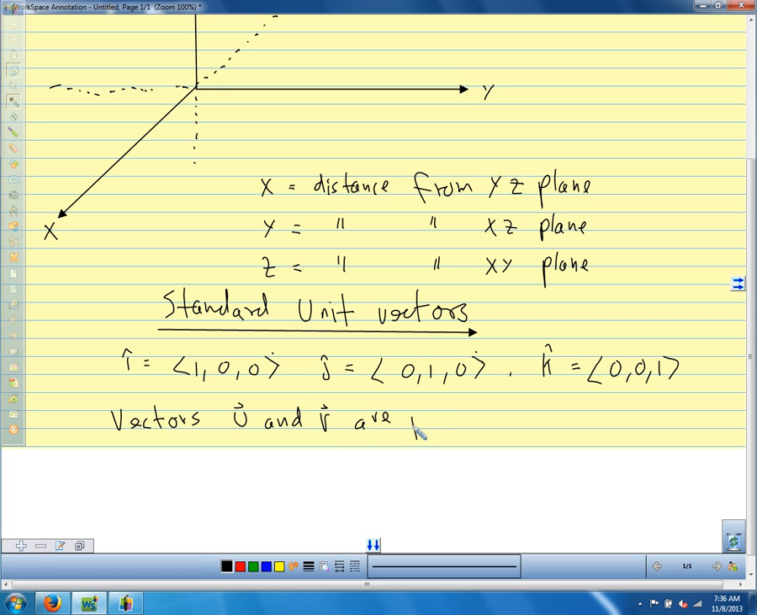So two vectors are parallel if one is a scalar multiple of the other, where c is a scalar. So that's our test for parallel vectors, or one of our tests for parallel vectors. We'll come up with another one a little later. So our vectors are parallel if one is a scalar multiple of the other.